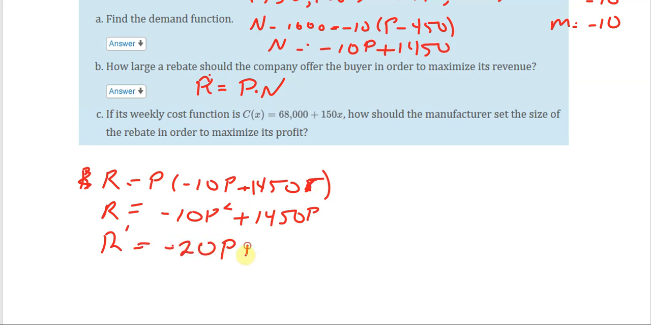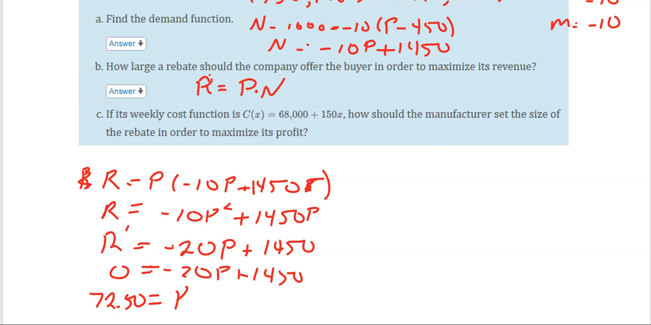So let's look at the derivative. That's negative 20p plus 1450. Again, set that equal to 0. And then when we solve, 1450 divided by 20 is 72.50. So the price is going to be 72.50. That's a heck of a discount. Okay, so I'm going to take just a second. I mean, that's a huge discount. So let me make sure I haven't screwed something up here.